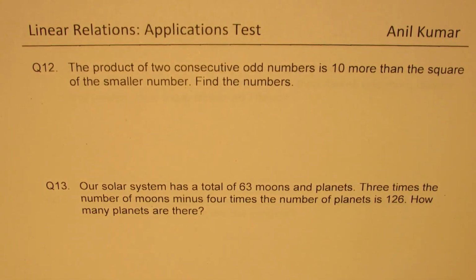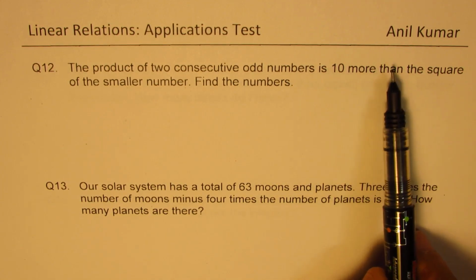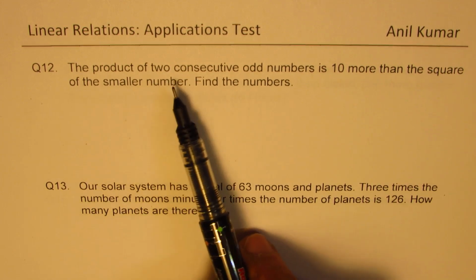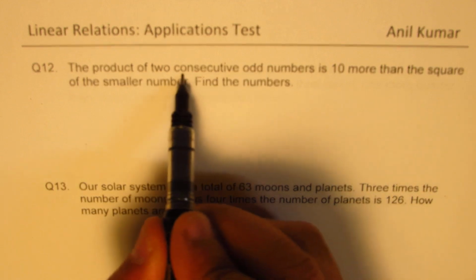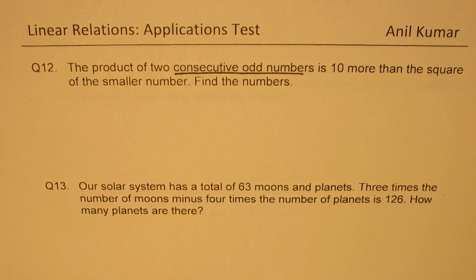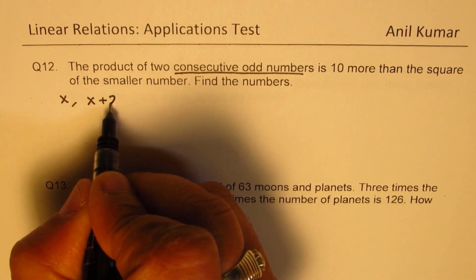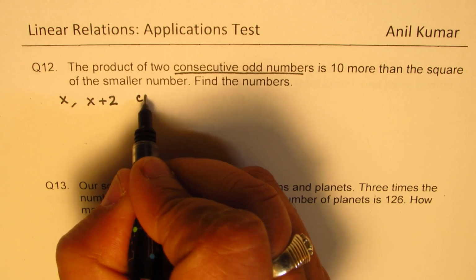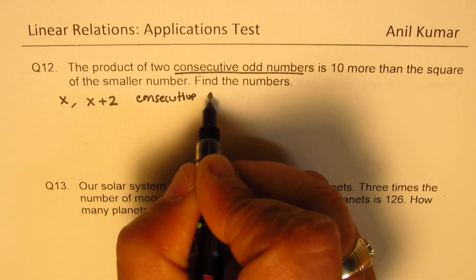Okay. Question number 12. The product of two consecutive odd numbers is 10 more than square of the smaller number. That's confusing. Consecutive means which come together, and we are talking about consecutive odd. So we have to skip by 1, correct? So if one is x, the other one is x plus 2. So these are your consecutive odd numbers.